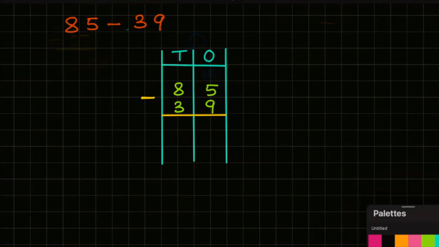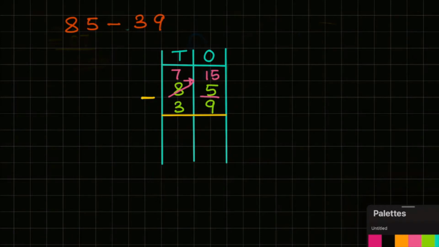So let's handle ones column first. 5 is a lesser number than 9. So what we are going to do is borrow one number. Always remember one number means 10 from the tens column. So this 8 will become 7, and he's giving away 10, or one number, to ones column. So this 5 will become 15.